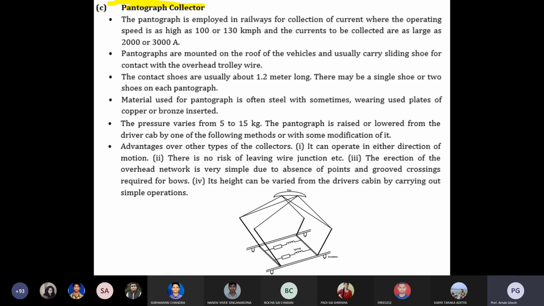In between, a huge force is given, so the panto is fixed up. That's the way you are able to get contact, and the pressure is very high, from 5 to 15 kg. And to fix that, you have to give some additional tension with the pole.